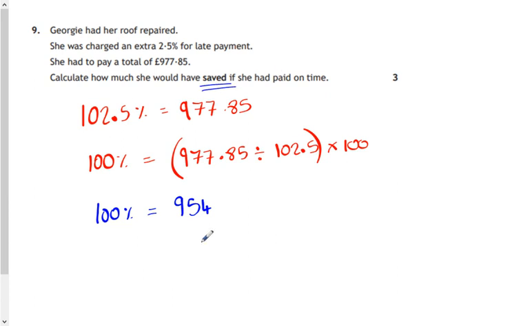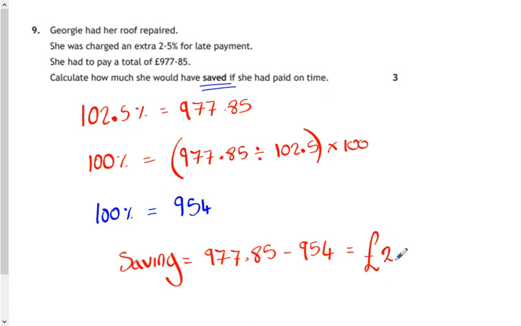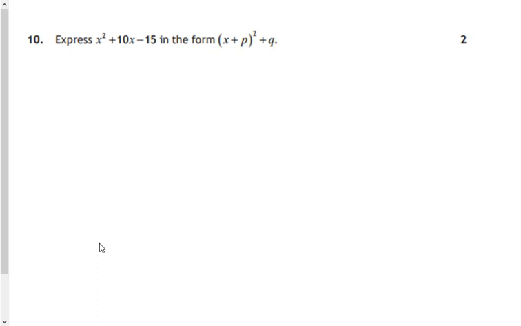So the saving is going to be 977.85 minus the 954. Okay, so 977.85 minus 954 gives us a saving of £23.85. Don't forget your pound sign because it's money. Okay, we're about halfway through the paper, so let's keep going.